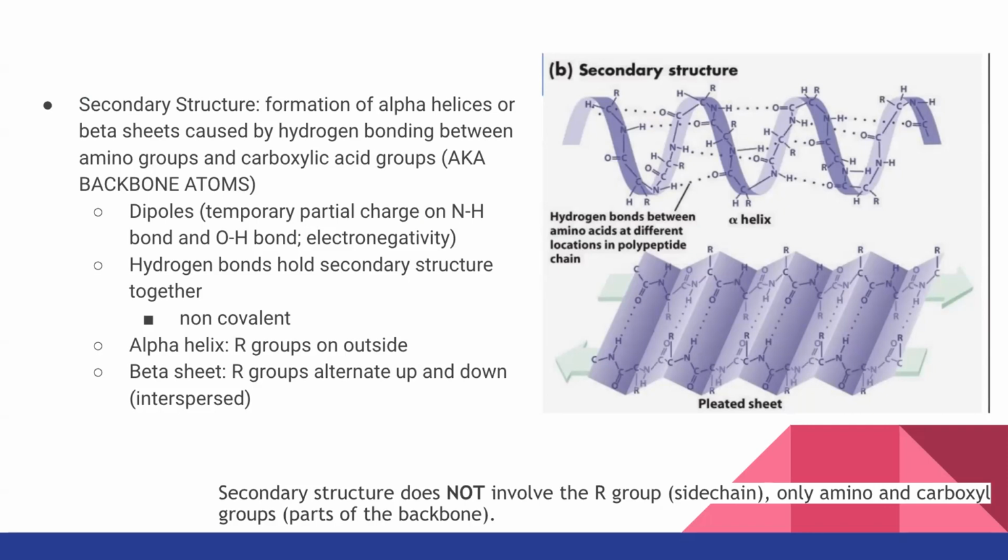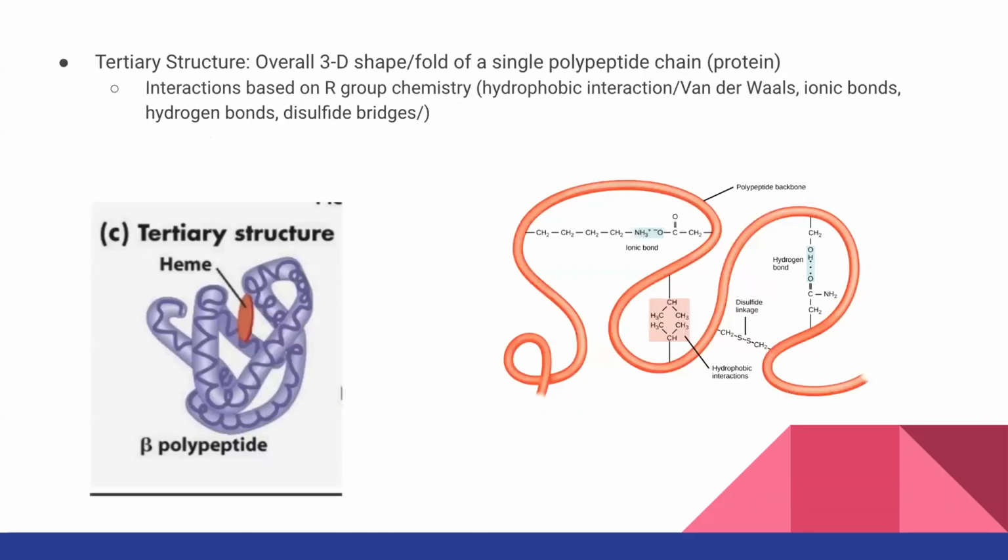There was a problem on your problem set that asked about the hydrogen bonds, and basically they'll be 4 amino acids away from each other. They'll form a hydrogen bond in an alpha helix. And then in a beta sheet, the R groups are arranged in an alternate fashion. Secondary structure is just those backbone atoms. It's not the R groups, and it's not those ionic interactions.